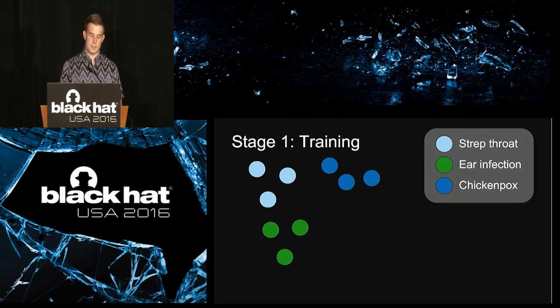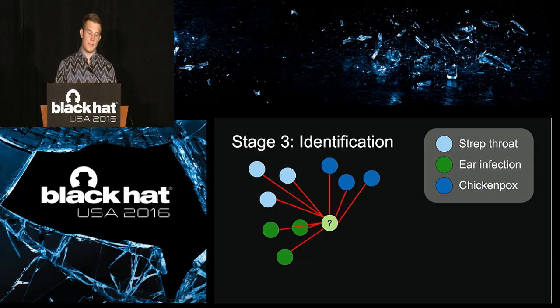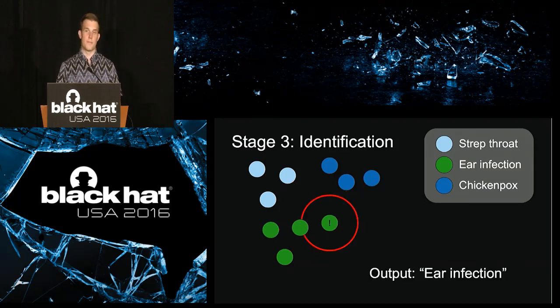The next step is to spy on Alice, and Scarlett gets this unknown sample. So all Scarlett does is measure the distance between that unknown sample and all the samples in her training set, and she finds the closest one. In this case, the closest one is a sample for the ear infection page. So Scarlett guesses correctly that Alice indeed visited the ear infection page.